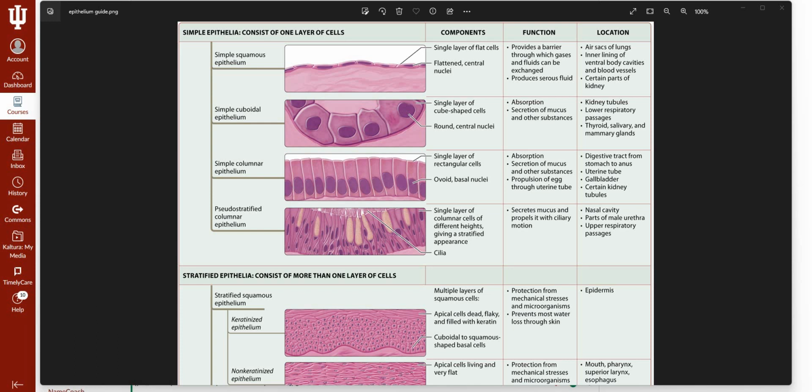We're going to see epithelium in membranes, the lumen of blood vessels, any sort of internal passage, and we'll also see them in glands.